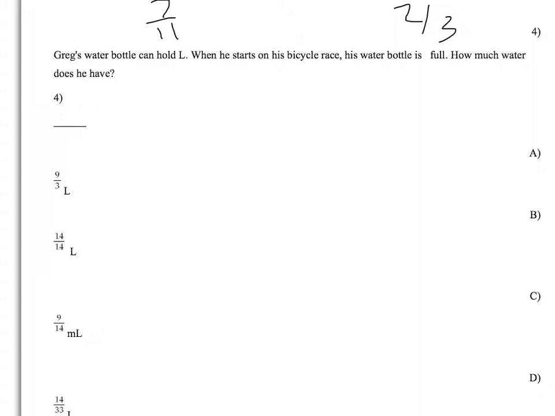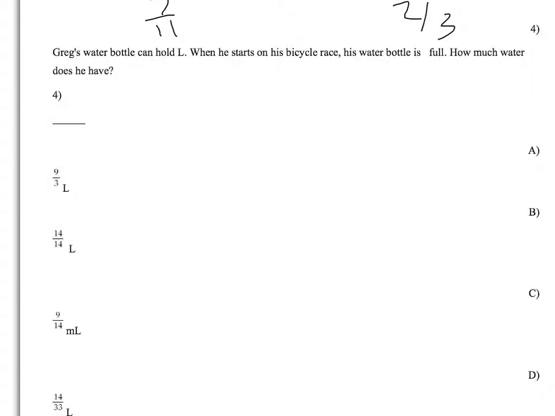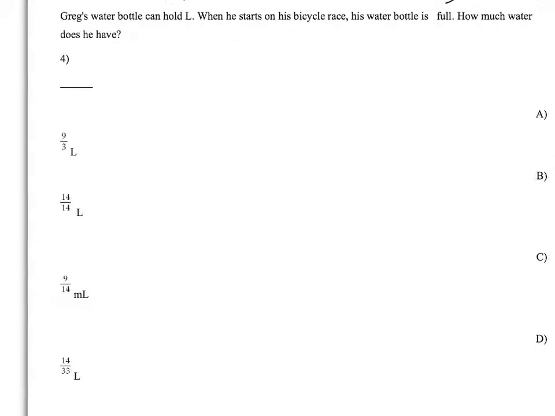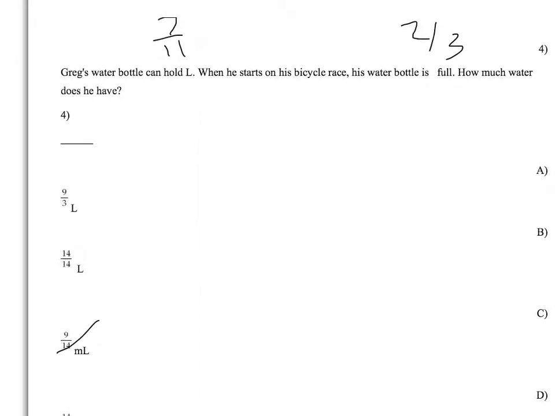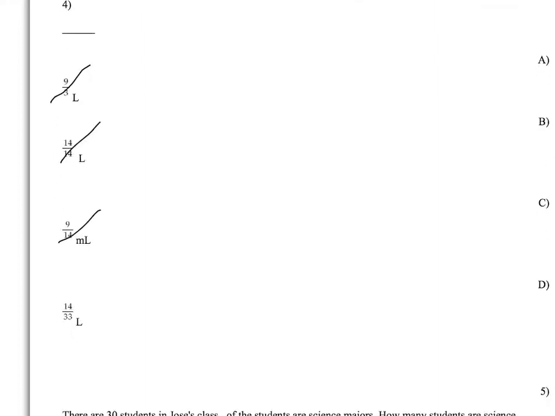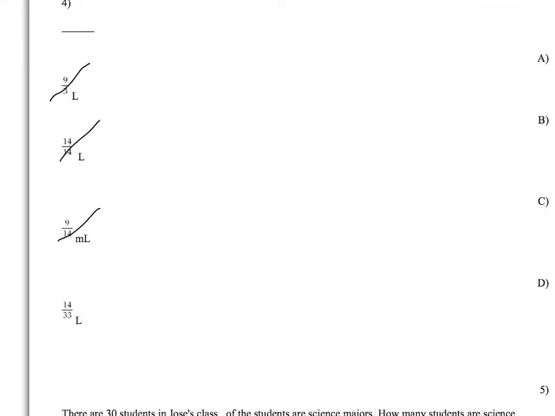Well, once again, because we're in liters, we want to be in liters. So anything that's not in liters, we want to get rid of that right away. So milliliters, that's not going to be right. Now, additionally, 7/11 liters is less than 1. So anything that's a liter or more is not going to be the right answer either, which means we can get rid of 9/3 and 14/14. So scrolling down, there's only one thing that makes sense here, and it is 14/33 liters.